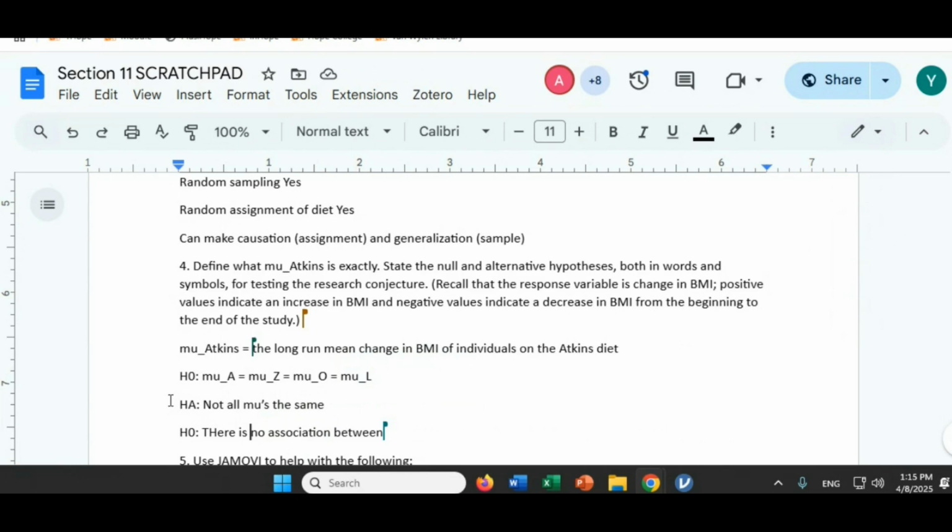There is no association between, that's right, between change in BMI and, very good. And of course, can you copy and paste and just modify one word for the alternative? The alternative says that, the alternative just says that there is one. Good. Perfect.